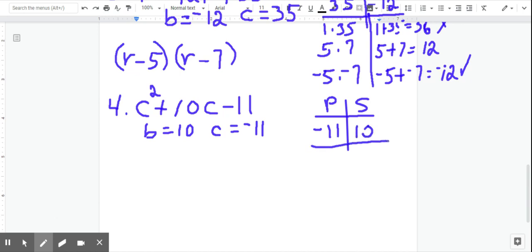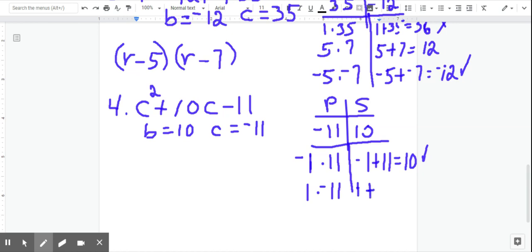So what two numbers multiply to 11? 1 times 11. But it's a negative 11, so one of those numbers has to be negative. I'm going to put the negative with the 1, and then I'm going to check. Negative 1 plus 11 equals positive 10. That's what we want. So that's right. If I had done 1 times negative 11, notice when I add that, 1 plus negative 11, I would have gotten negative 10. That's not what we were looking for.